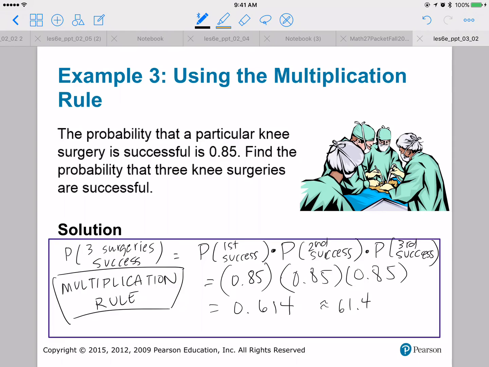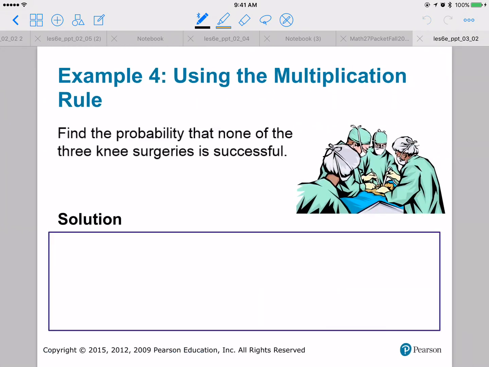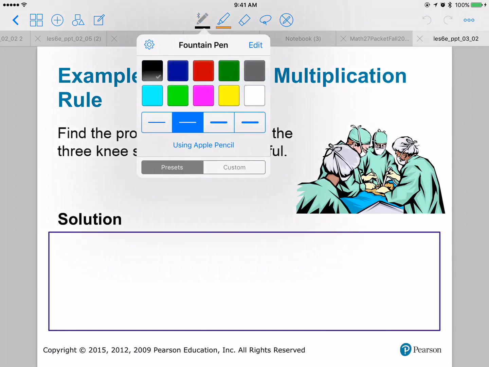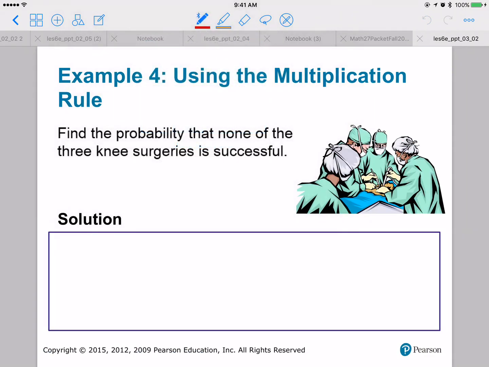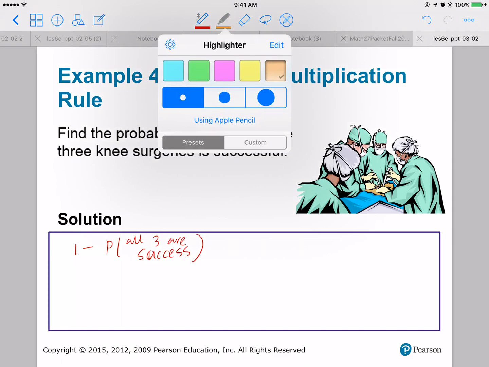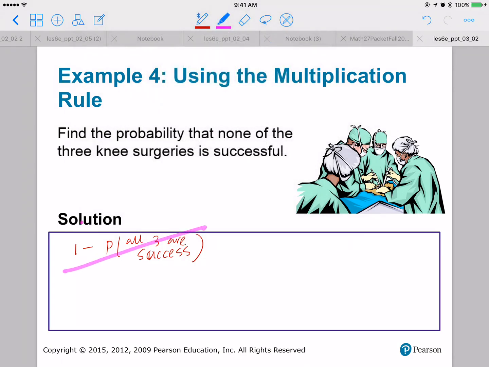All right. So let's move to the second example. Sorry for that interruption there. So now we need to find the probability that none of the 3 surgeries is successful. Now here's something that might be tempting. It might be tempting to say 1 minus the probability that all 3 are successful. Right? 1 minus the probability that all 3 are a success. But no, we can't do that. That's wrong.